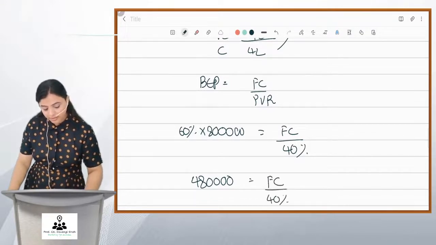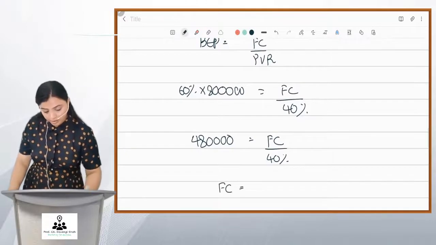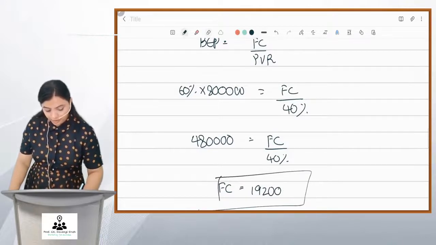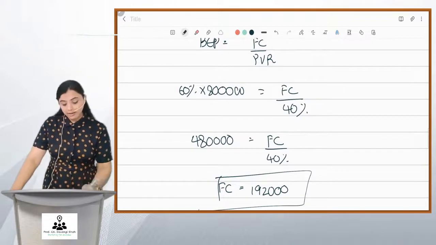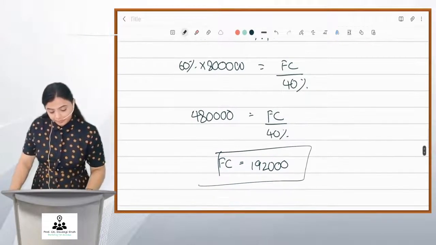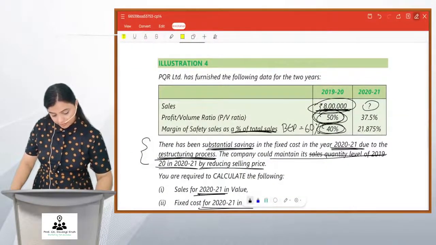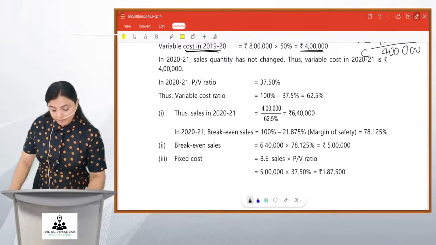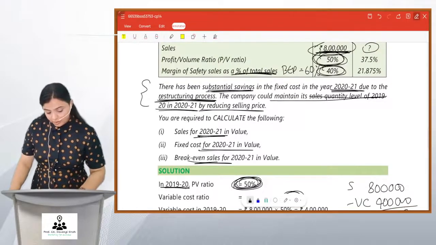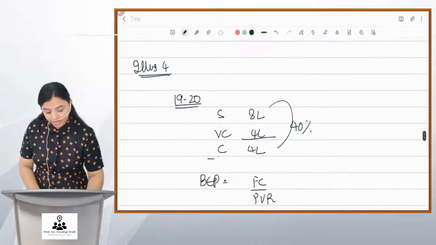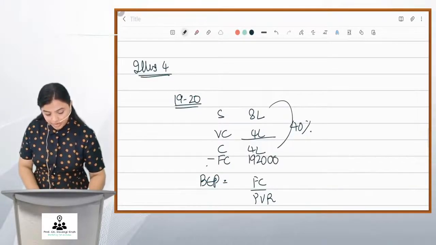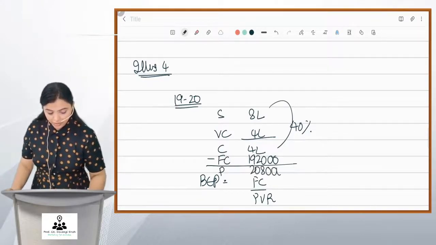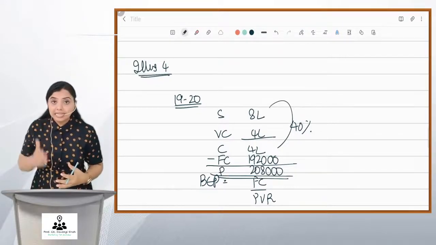What will be the fixed cost, friends? Fixed cost for 1920 would be 1,92,000. Okay. This is, friends, what they've got. Now, the data that I need here further. Minus fixed cost 1,92,000, I get profit as how much? 4 lakhs minus 1,92,000, I get 2,08,000. So friends, this completes the data for the year 1920.